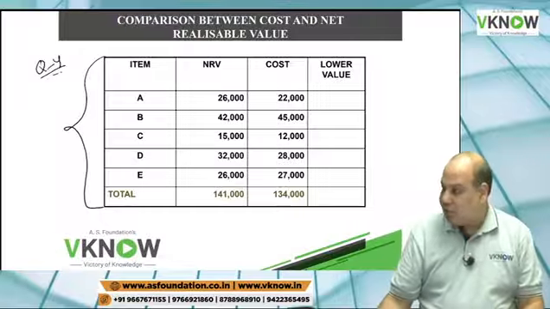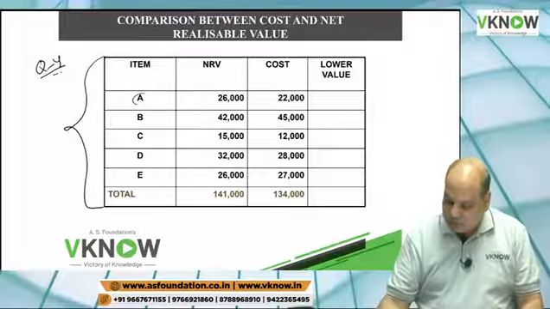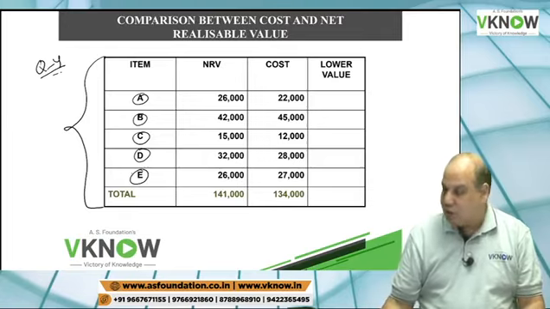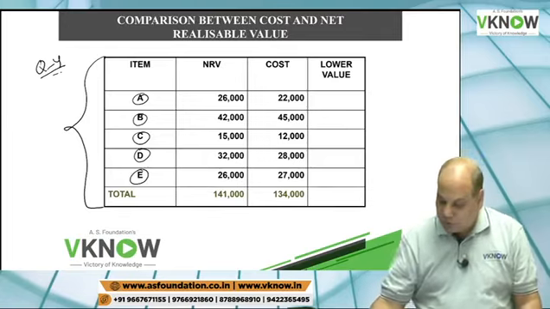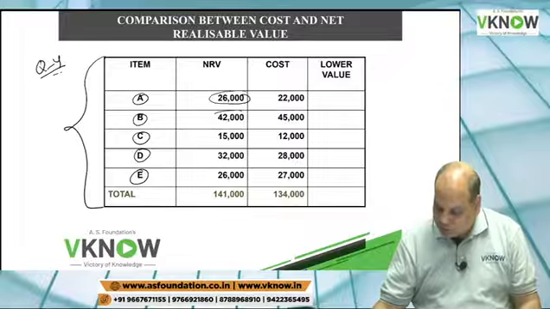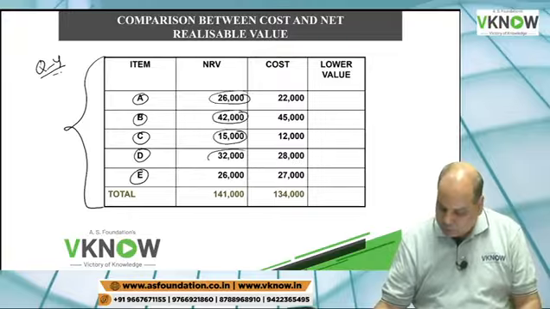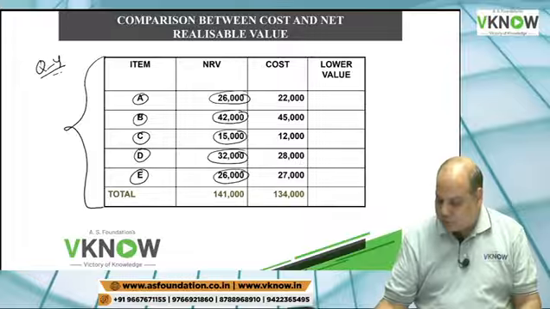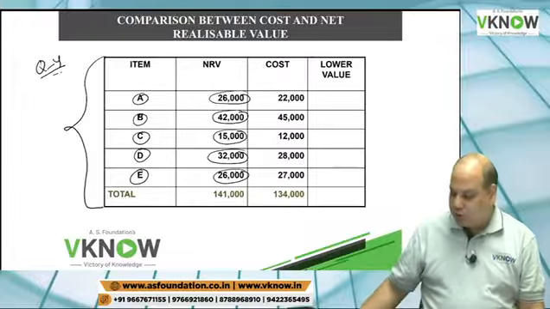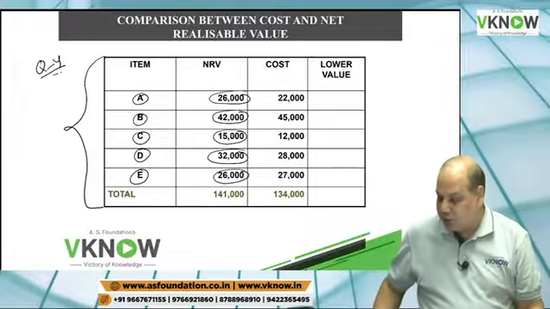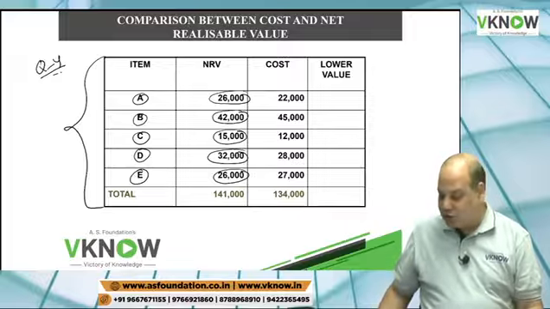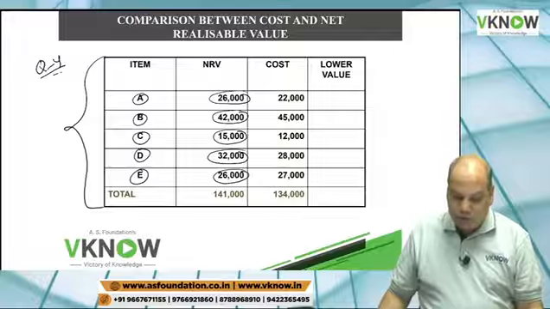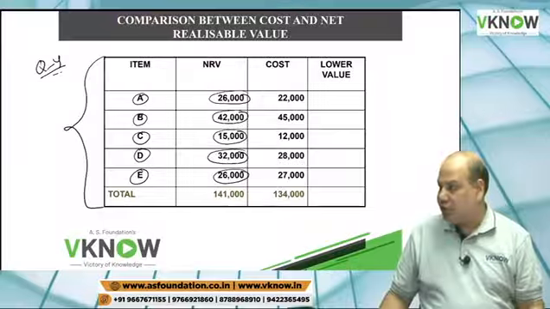A company has 5 items A, B, C, D, E. Their NRVs are given: 26,000, 42,000, 15,000, 32,000, 26,000, and the total is 1,41,000.